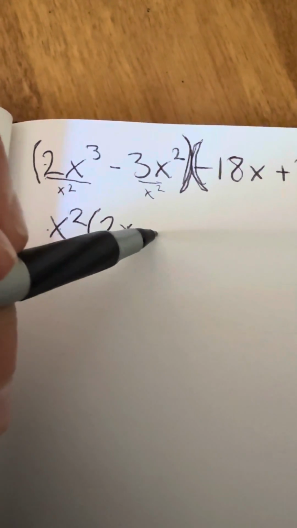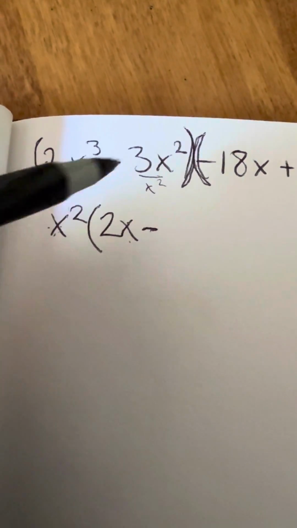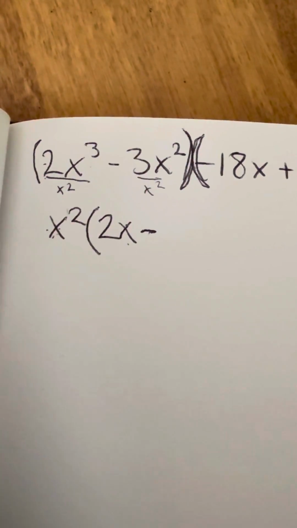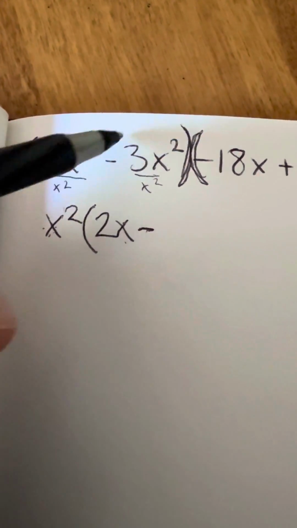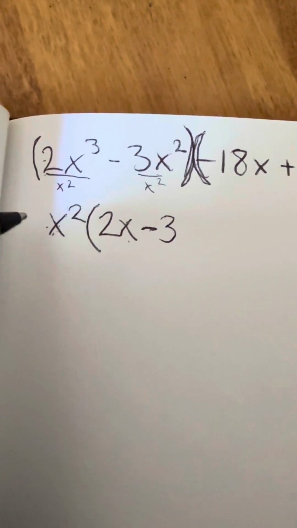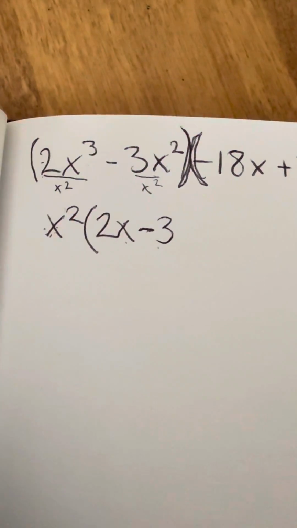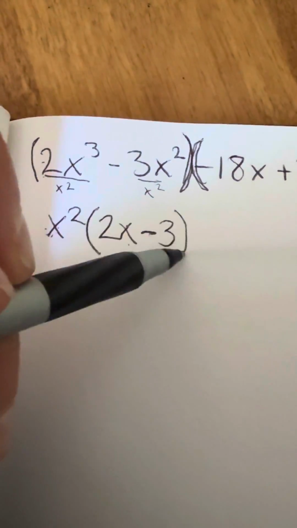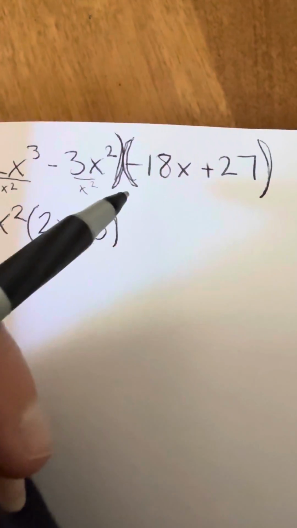Now we're going to do the next part, minus. And then x squared divided by x squared is just going to be 1. And we just have that 3 there. And again, x squared times negative 3 would give me the negative 3x squared. So that part's done.